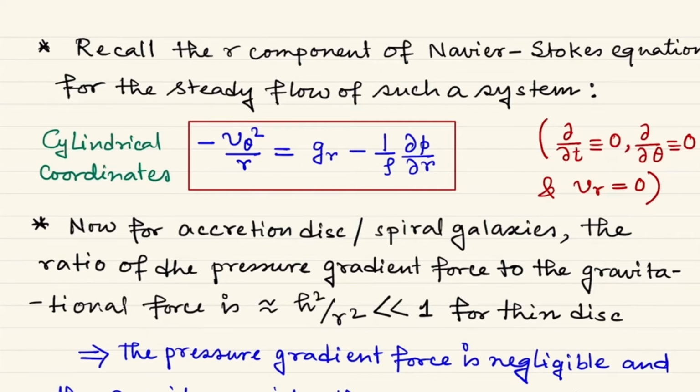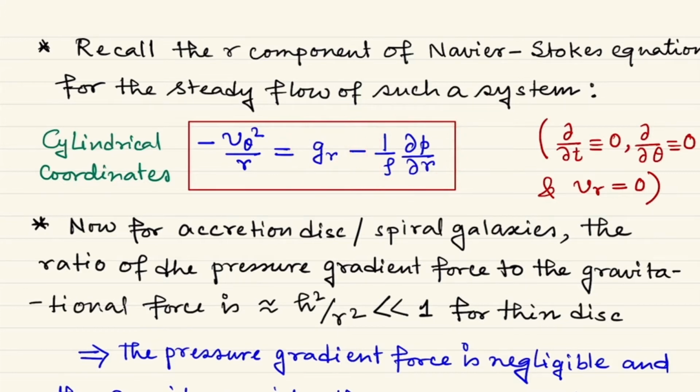Okay, now you see that this is nothing but the centrifugal force if you are in the frame of reference of the rotating system. If you are seeing the system from the laboratory frame of reference, then this is nothing but the centripetal force required to maintain the rotation. Okay, and this is the gravitational part, and this is the pressure gradient force.